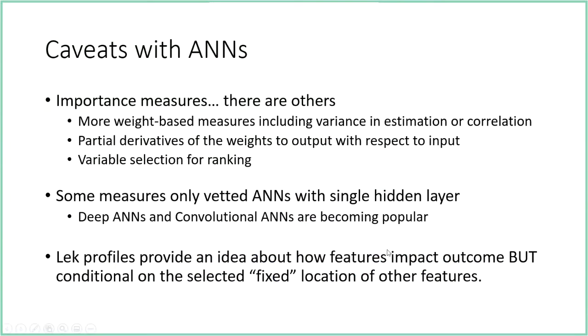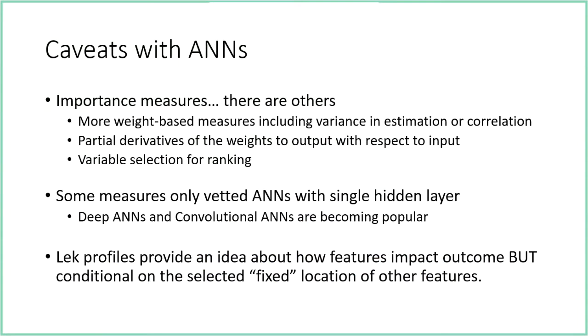So in general, most of them are based on weight-based measures, kind of like what we've shown. There is one out there that's based on the partial derivative of the weights to the output with respect to the input. And then there's a variable selection and ranking method. So we haven't talked at all about doing variable selection. The other caveat is some of these measures, in fact, most of them, are only vetted for artificial neural networks with a single hidden layer.